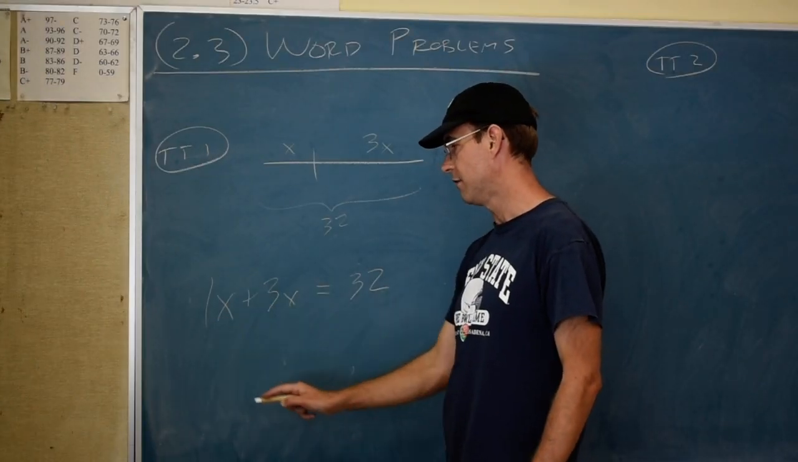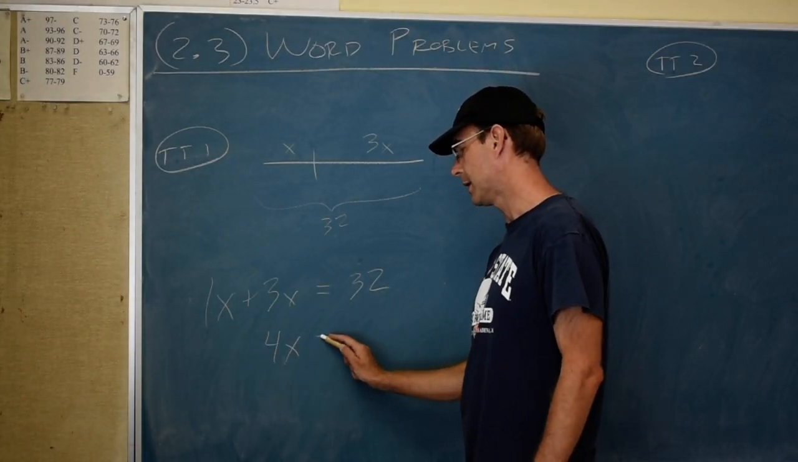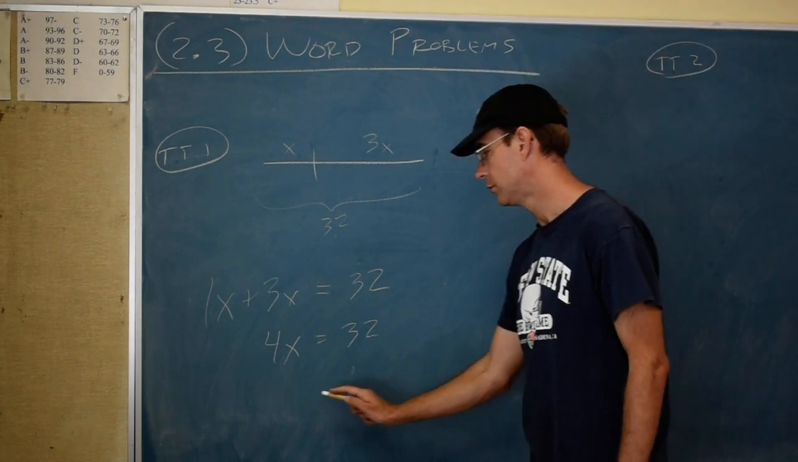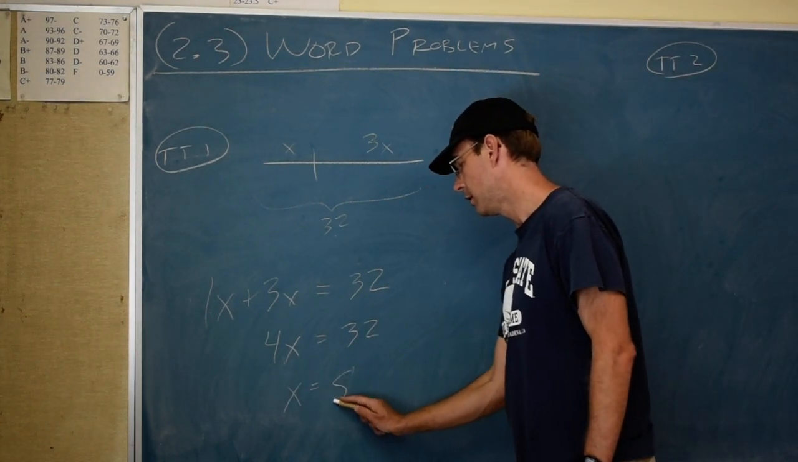Okay. Remember, there's an invisible 1 there. Combining like terms, 4x is 32. Dividing by 4, the x would be an 8.